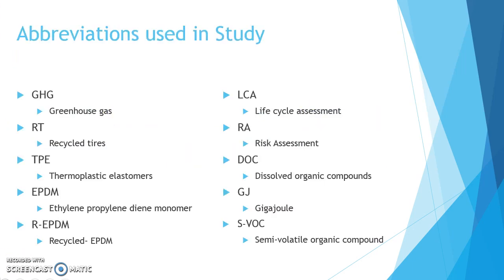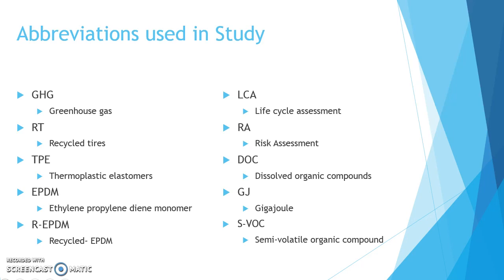Some abbreviations used in this study were as follows. GHG was defined as greenhouse gas. Greenhouse gas emissions were measured throughout the study at various construction sites. RT, TPE, EPDM, and REPDM were all substances used in the creation of layers in the artificial turf fields. Specifically, they were used for the shock absorption layers and the infill layers that comprise the fields.